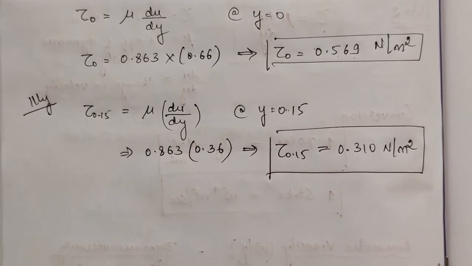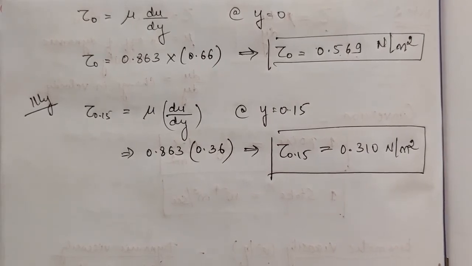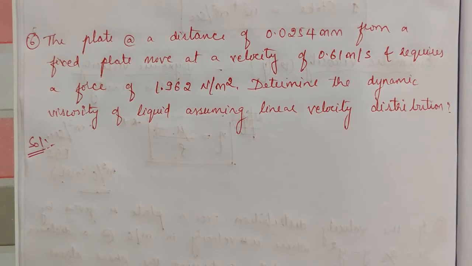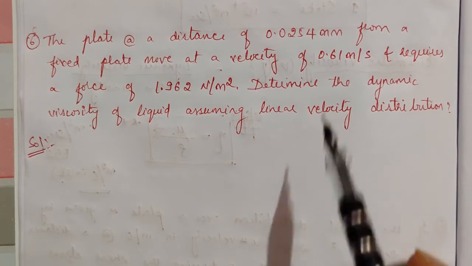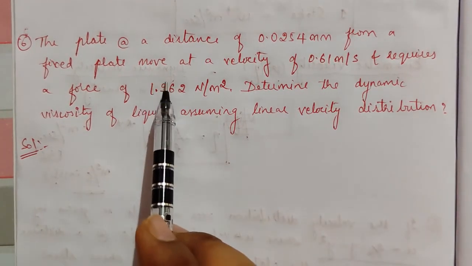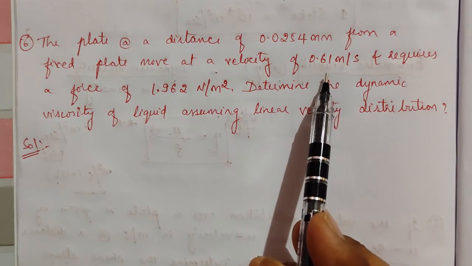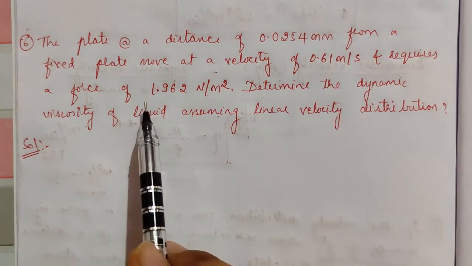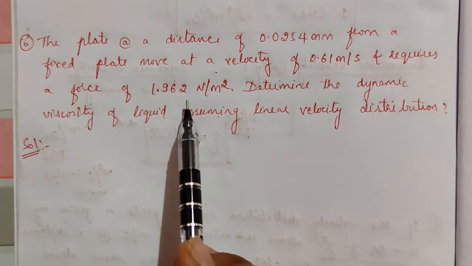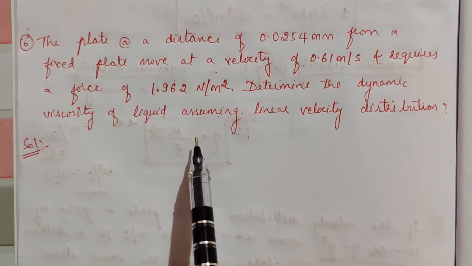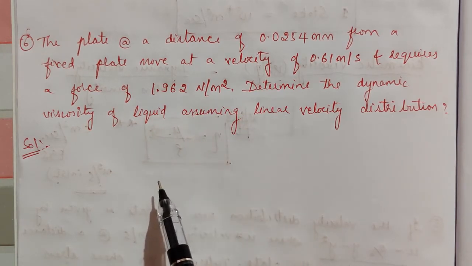Next we will go to another problem. Your next problem is the sixth one. The plate at a distance of 0.0254 mm from a fixed plate moves at a velocity of 0.61 meter per second and requires a force of 1.962 Newton per meter square. Determine the dynamic viscosity of the liquid, assuming linear velocity distribution.